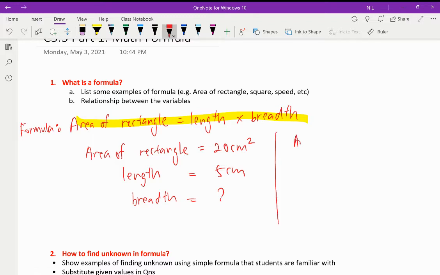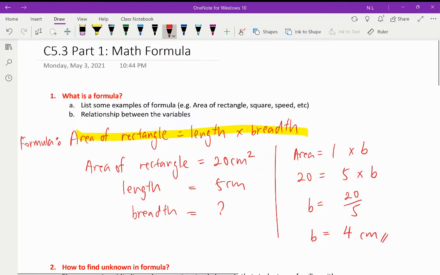Area equals length times breadth. So area is 20, length is 5 cm, and breadth is just breadth. This is what we need to find. In order to find out what the breadth is, I need to take 20 divided by 5. So B equals 4 cm.